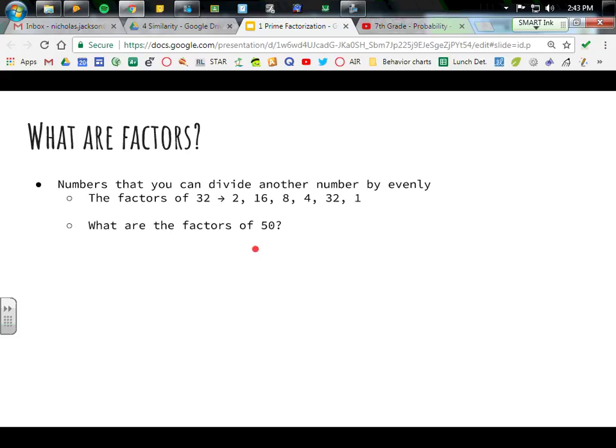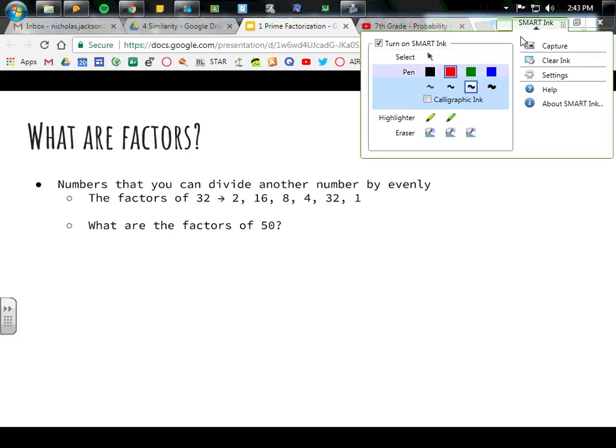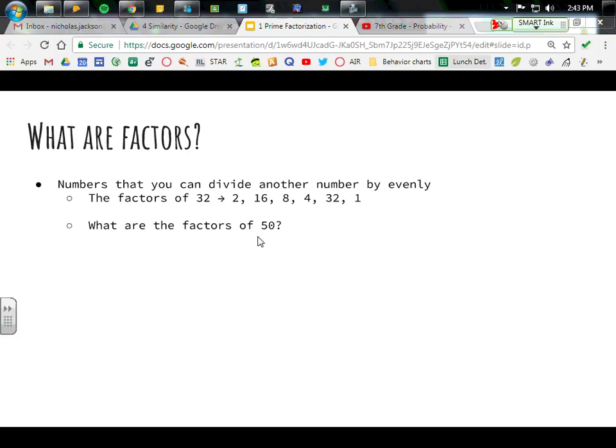What are the factors of 50? They would be 1 and 50, 5 and 10, and 2 and 25.